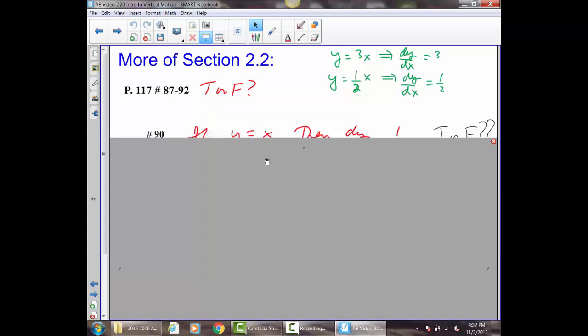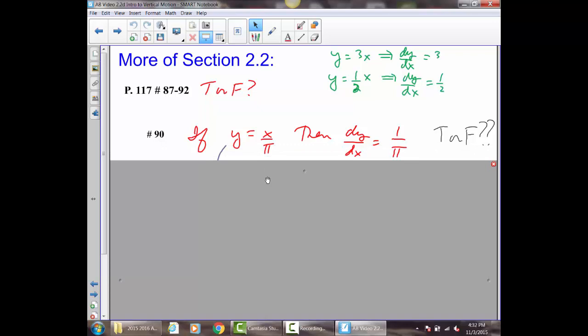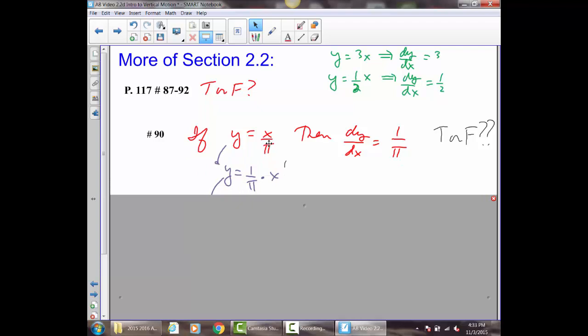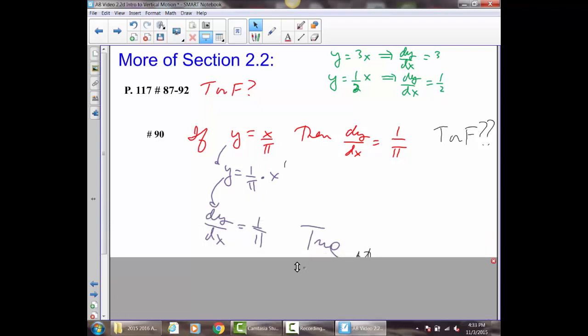These are just true or false questions. So here's a question, true or false. If y equals x over pi, then dy dx equals 1 over pi. So they're giving you the function y. They're asking you, is it true that this is the derivative? Well, pi is a constant, and that's what you have to remember. Pi is not a variable, so there's no quotient rule or anything, which we haven't learned at this point. But this is really 1 over pi times x, and therefore the derivative is 1 over pi.